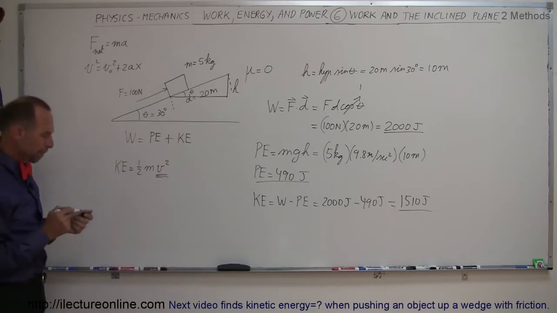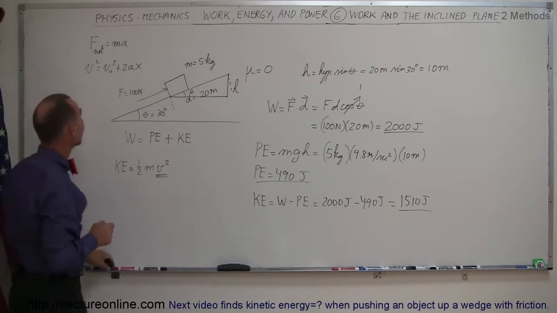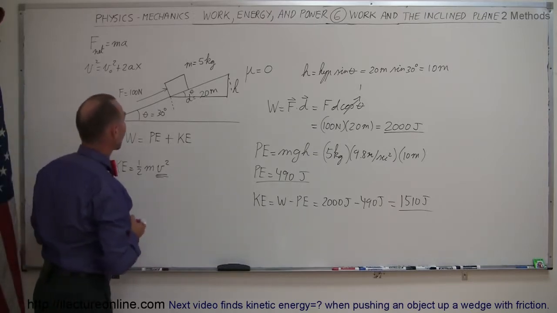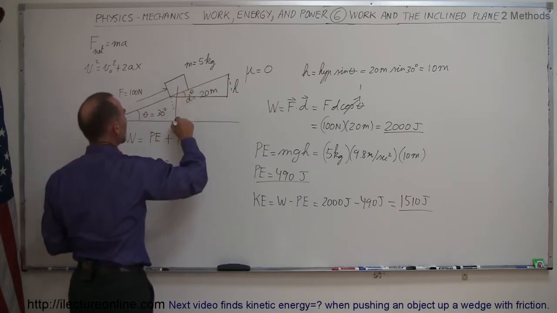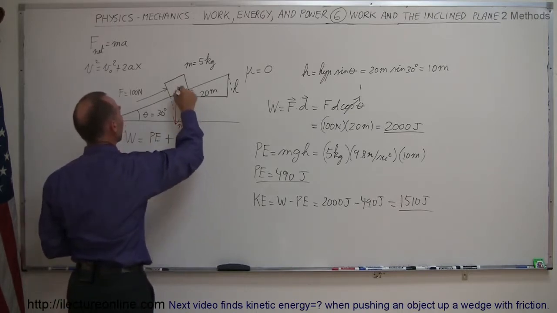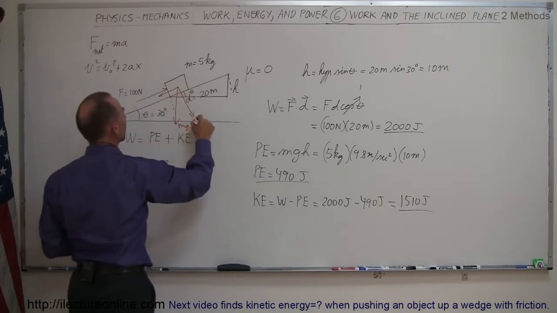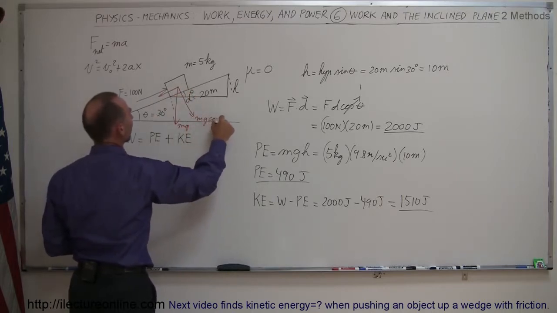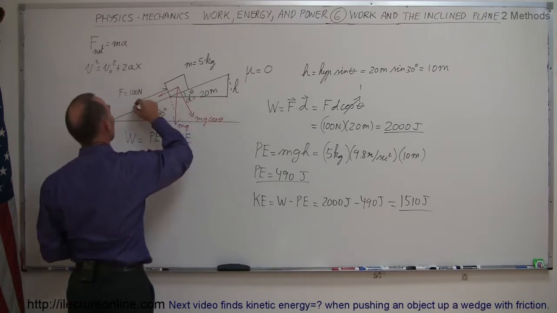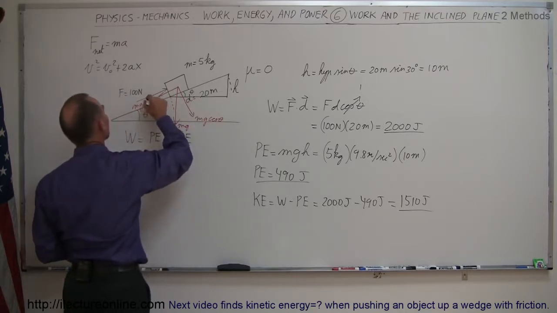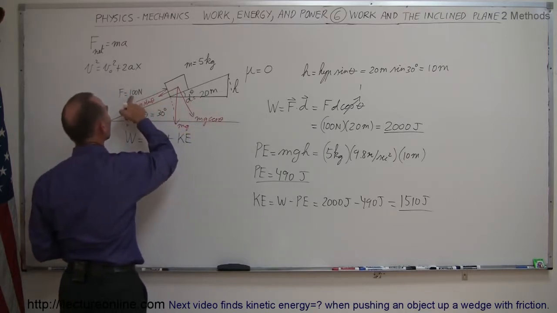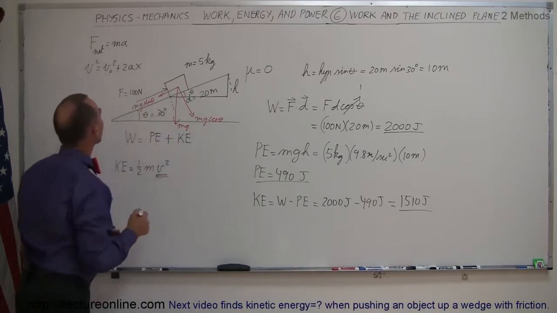So let's do that. To find the net force, we have to look at all the forces acting on the block. So we have mg pulling down, which can be divided into the vertical and horizontal components. So this would be mg cosine theta, and this would be mg sine theta. So the net force will be 100 newtons minus mg sine theta.